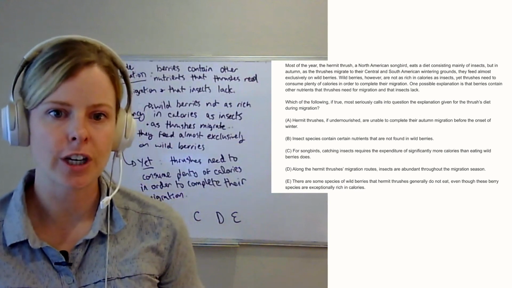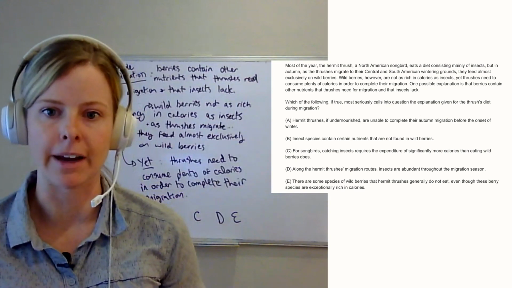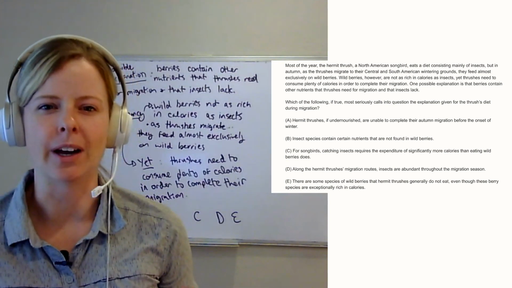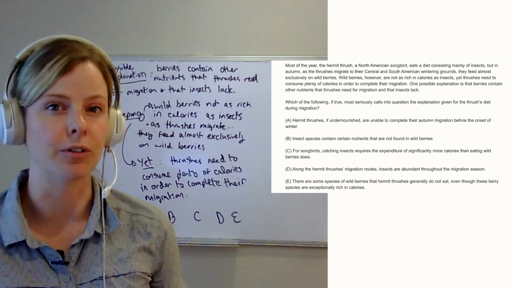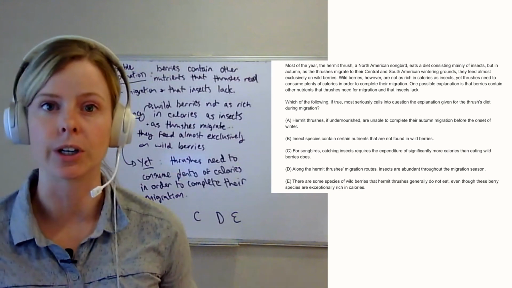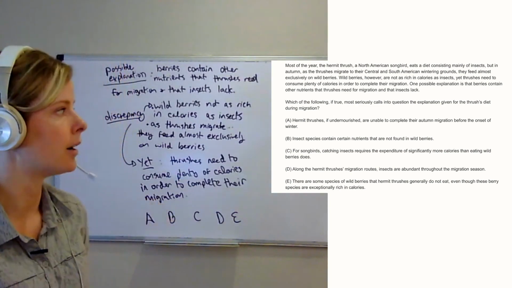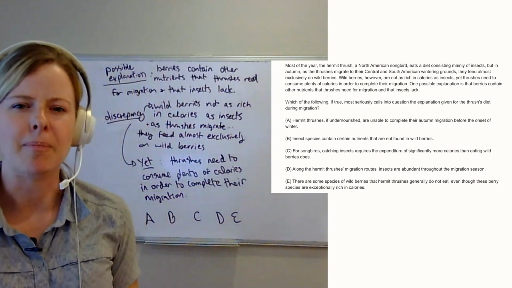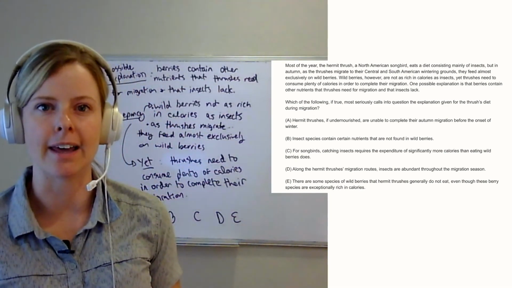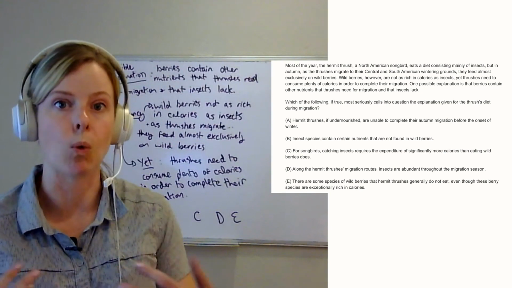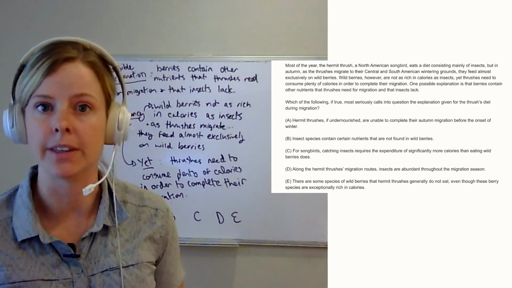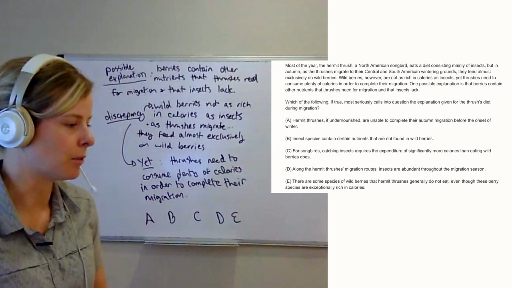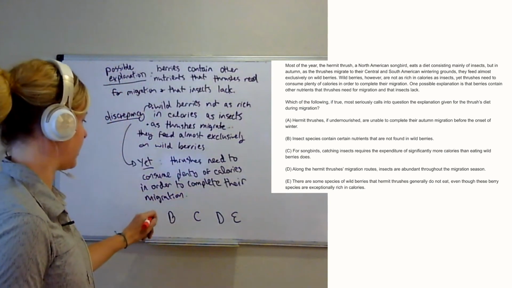A. Hermit thrushes, if undernourished, are unable to complete their autumn migration before onset of winter. Lots of stuff going on here, right? That word undernourished could refer to nutrients, or it could refer to calories, or it could refer to both. So it's really hard to say how that fits into this discussion about nutrients and calories. And overall, it just doesn't actually provide anything one way or the other to explain why these birds are going to switch from the insects to the berries. Just tells us that, like, hey, they need to be well nourished. So A doesn't really do anything whatsoever to our possible explanation. Let's get rid of A.